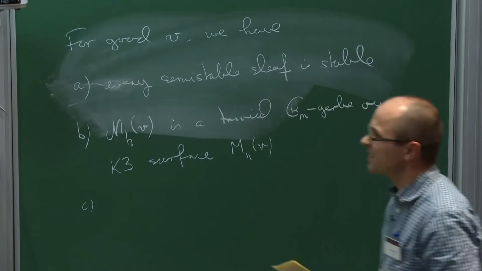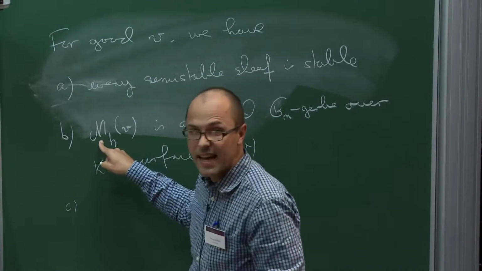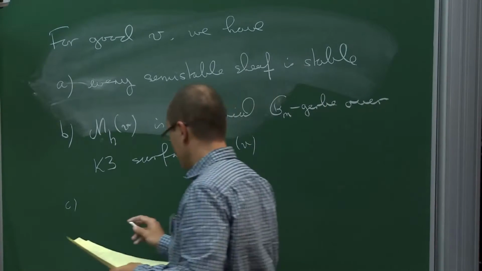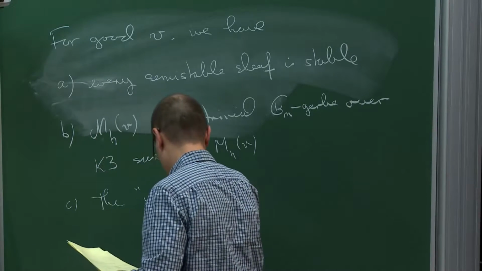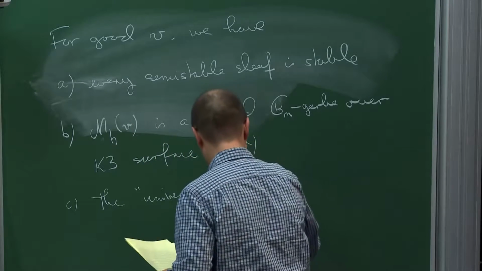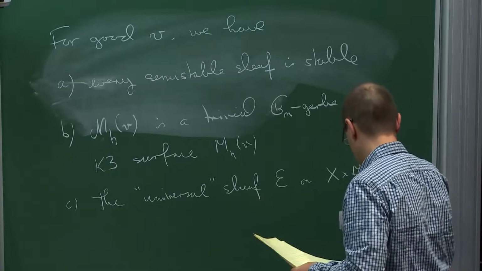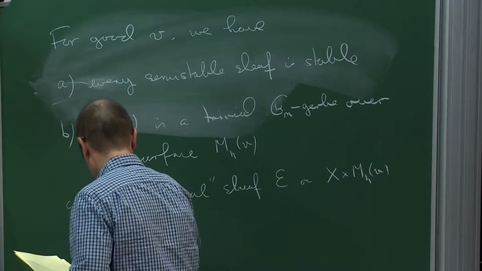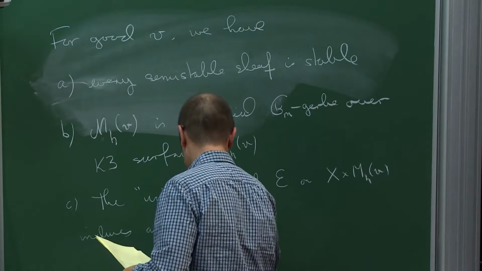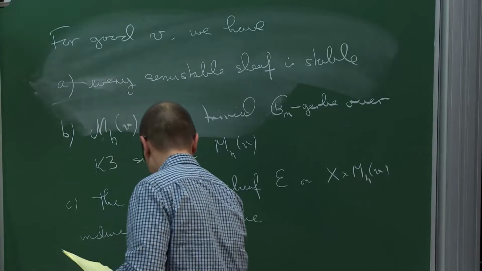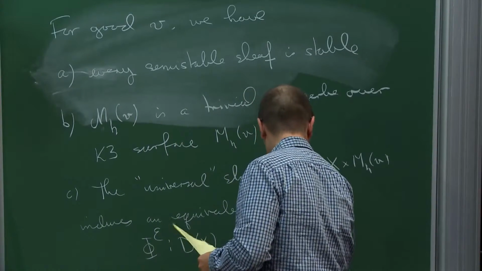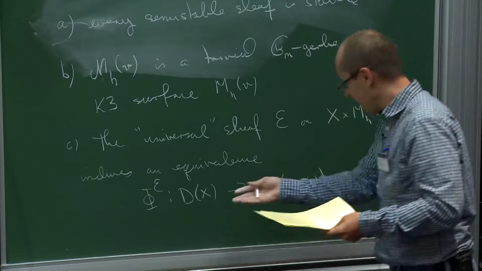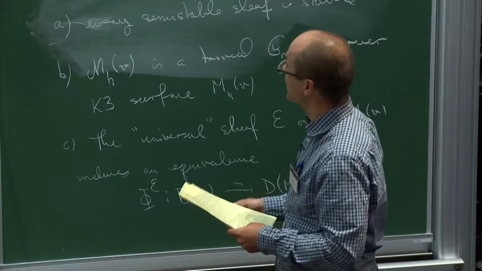And so the universal sheaf lives on the product of X with a stack, but since it's a trivial gerbe, you can descend the universal sheaf to, so I'll put universal sheaf E on X cross the moduli space. So now you have two K3 surfaces and a sheaf on it, which induces an equivalence Phi_E from D of X to D of M_H(v). Okay. So this gives a supply of Fourier-Mukai partners for a K3 surface.